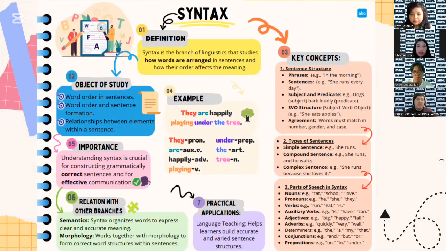Thank you. My name is Pablo Medina, and in this part of the presentation, I'm going to talk about syntax.